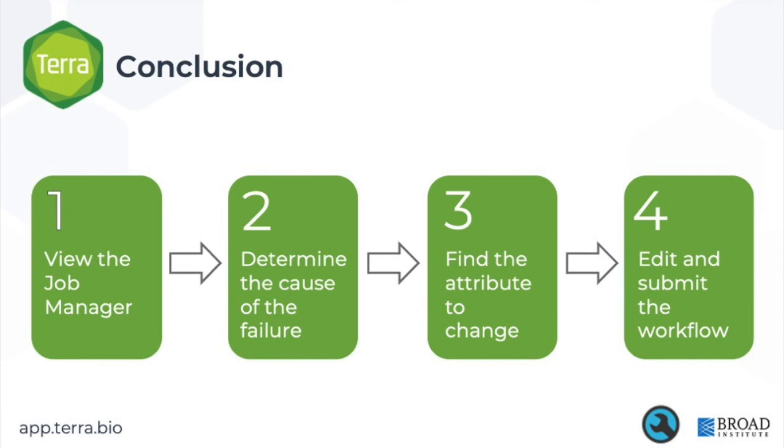Going over this process one final time, we have shown here how to find the error message for a failed workflow, then find the information about the failed task in the job manager, determine the workflow input that needs to be changed, and then change the runtime attribute input in the workflow submission.